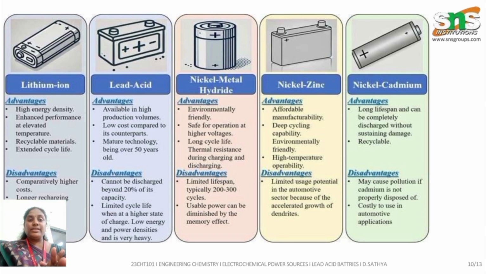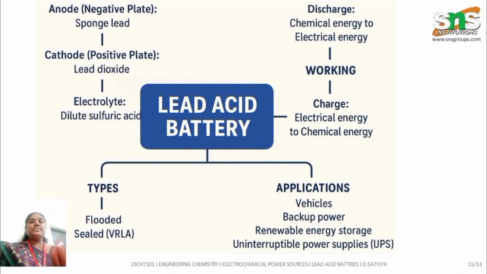The lead acid battery has high production volumes and is low cost compared to its counterparts, and the technology is over 15 years old. Comparatively, the lithium ion battery is very light, with high energy density, good performance at elevated temperature, and is recyclable. The lead acid battery types are flooded and sealed, used in vehicles, backup power, renewable energy storage and uninterruptible power supplies.